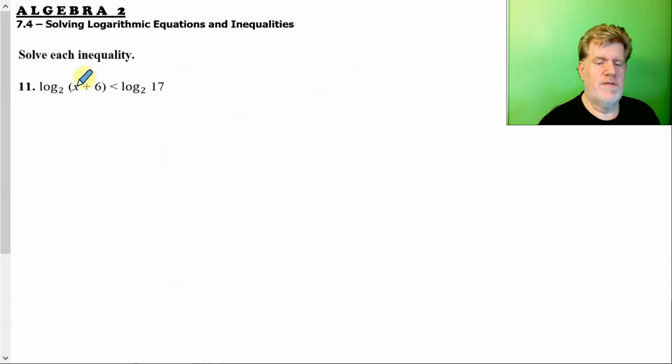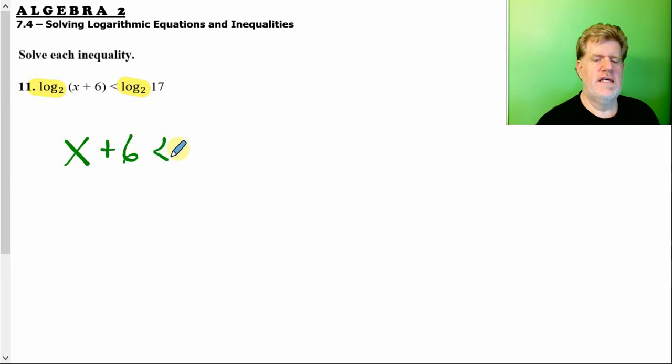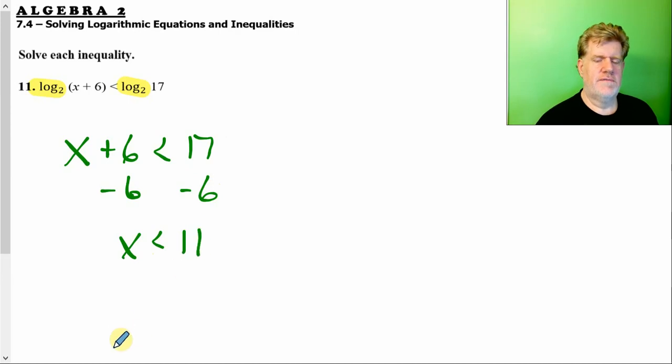All right, my log base 2. Oh, log base 2. That's great. There's log base 2 on both sides. That actually makes our life much easier, because all we have to do now is compare the expressions. X plus 6 is less than 17. X is less than 11. All right, good. Less than again.